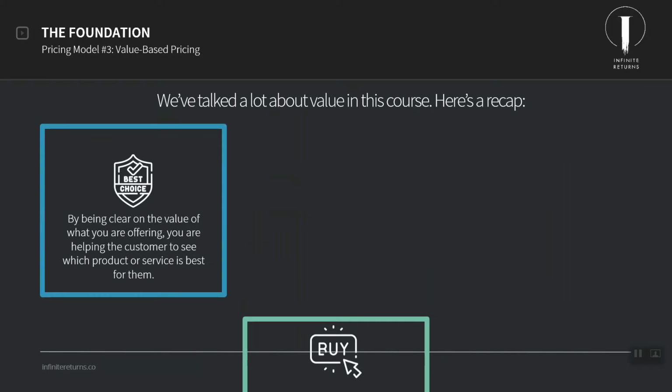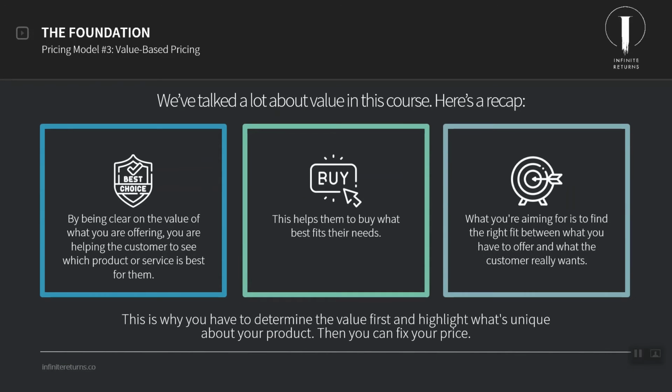The next pricing method is value-based pricing. Now, we've talked a lot about value in this course. You have to understand, being clear on the value that you're offering, what you're doing is helping the customer eliminate their pain. That's where they believe perceived value is, right? They want to be very clear that this is the best value for it.